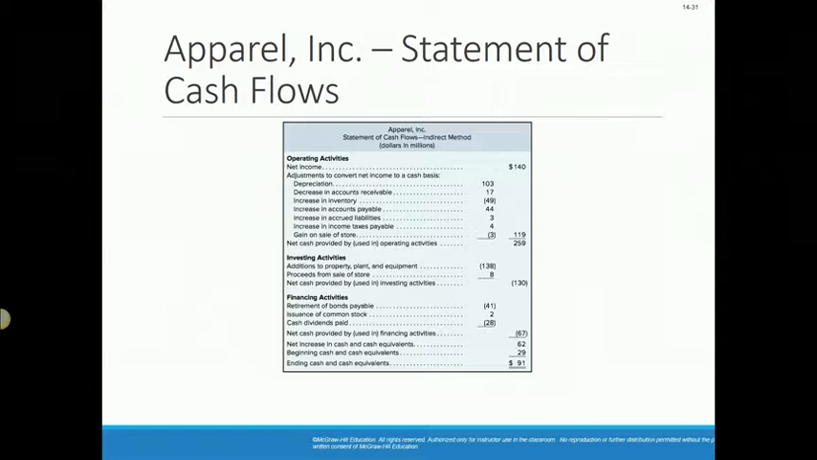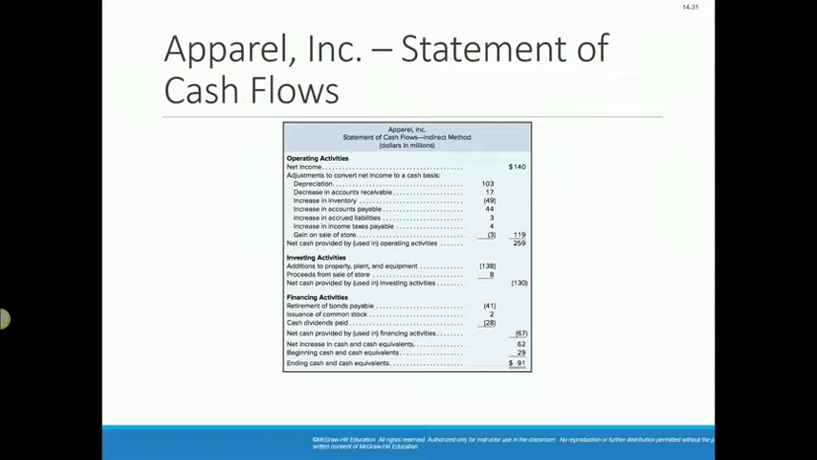But let's take a little closer look at the beginning of this cash flow statement. What did we start with? Did we start with changes in receivables, payables, inventory? Actually not. We started with net income. We started with GAAP net income. That is our net income straight off the income statement. And then we had to convert to a cash basis.